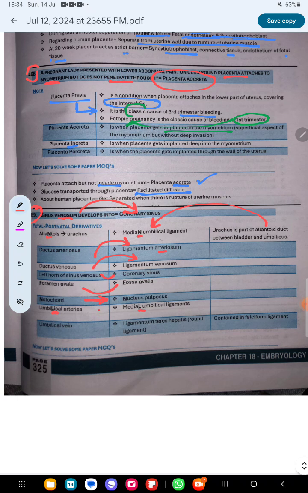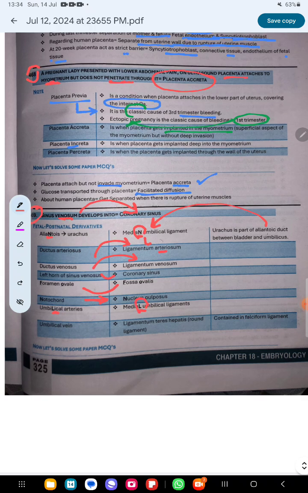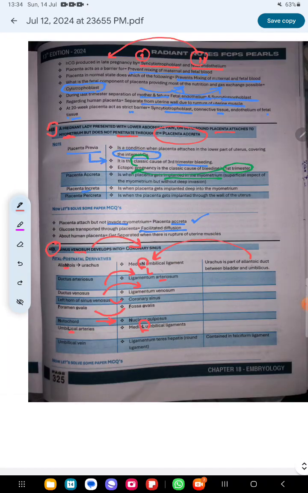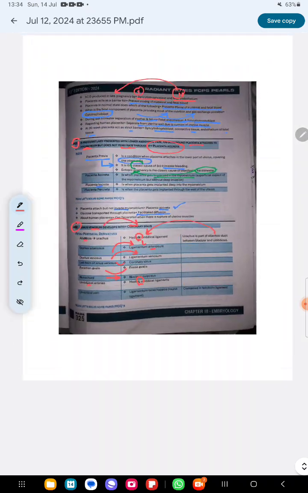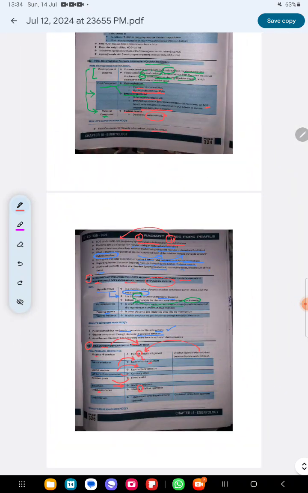Clear? Now we have to remember that here it was median umbilical ligament, whereas umbilical arteries form medial umbilical ligaments. The next and very last is umbilical vein. It forms ligamentum teres hepatis, the round ligament. Clear? And it is contained in the falciform ligament. Clear? Yeah, that was the end of your embryological section.